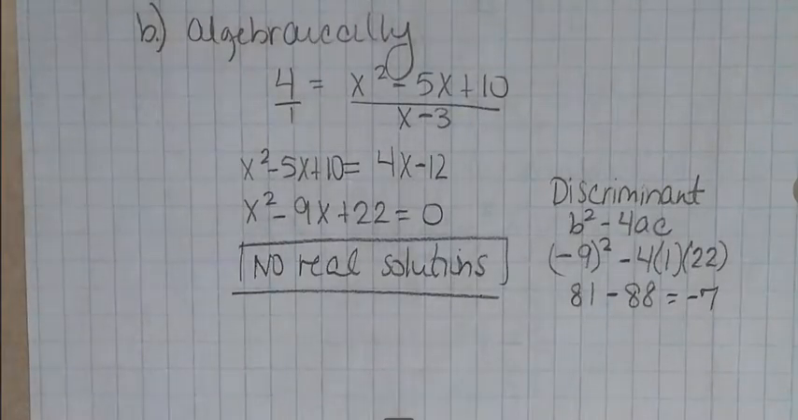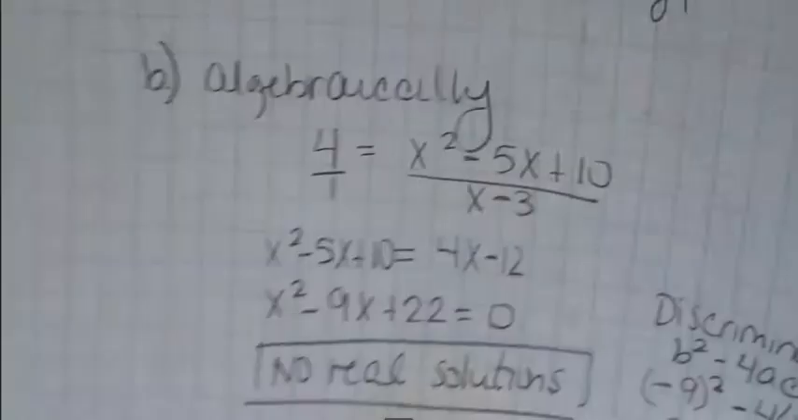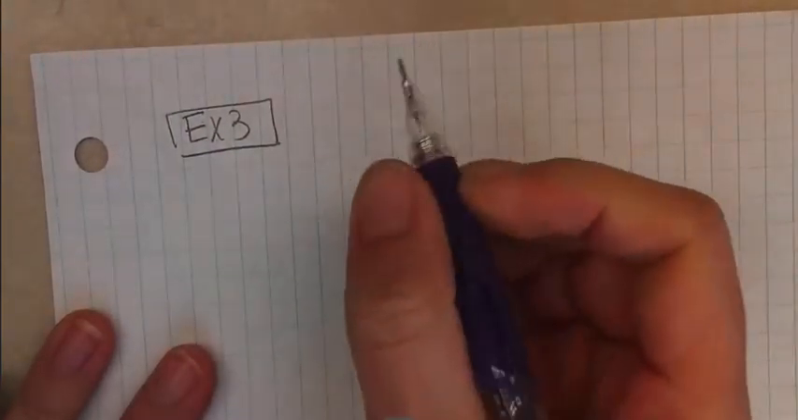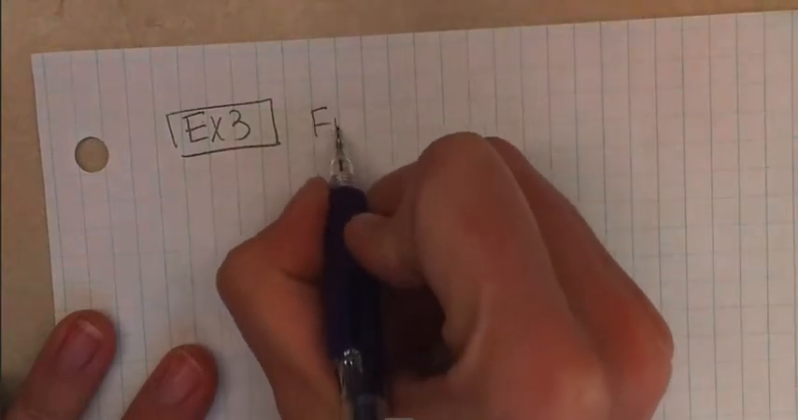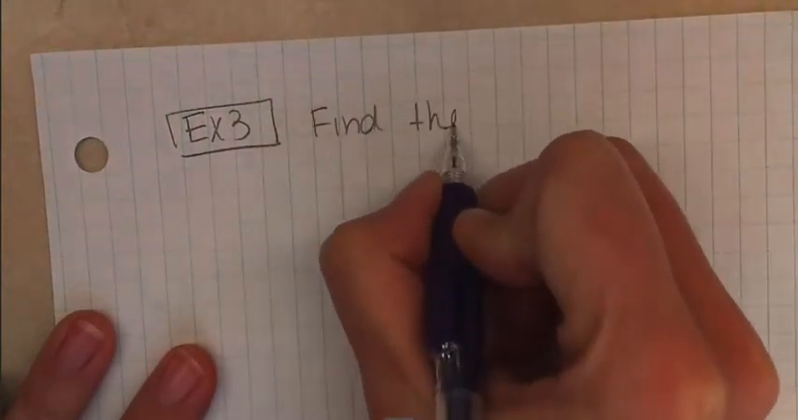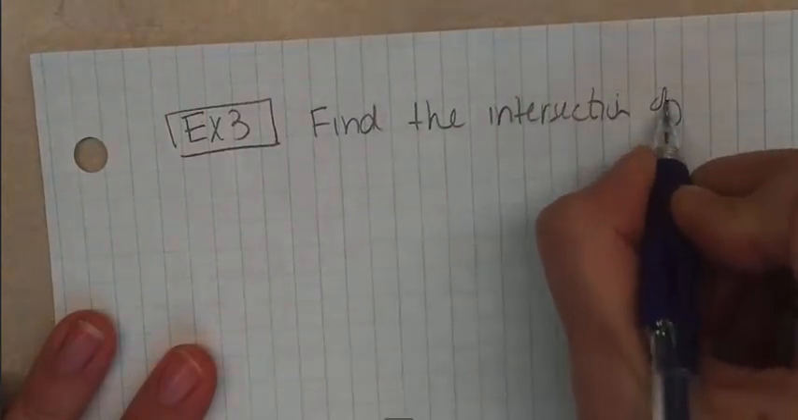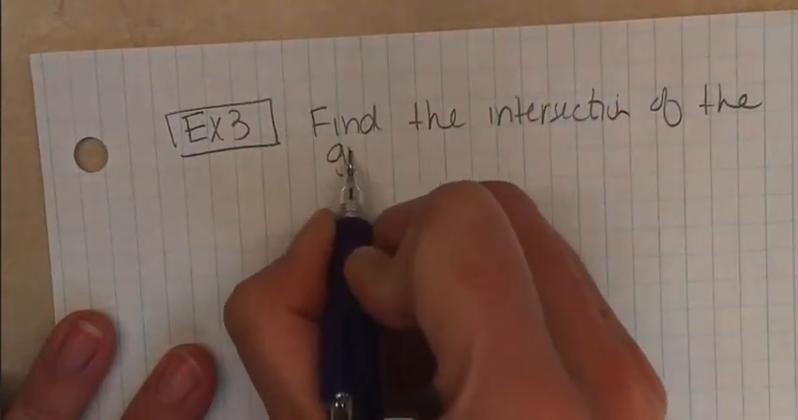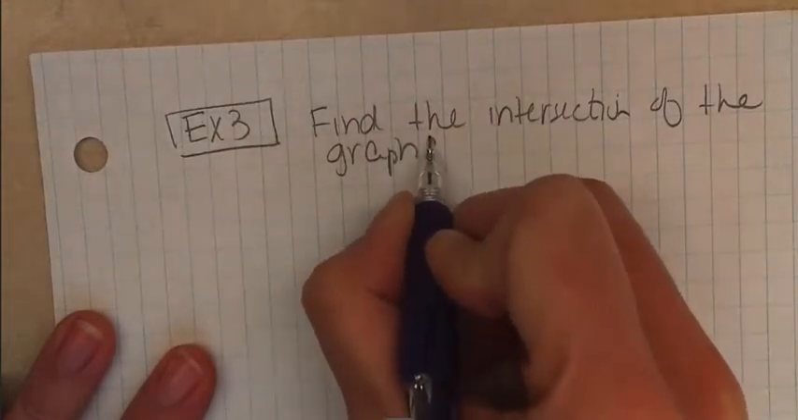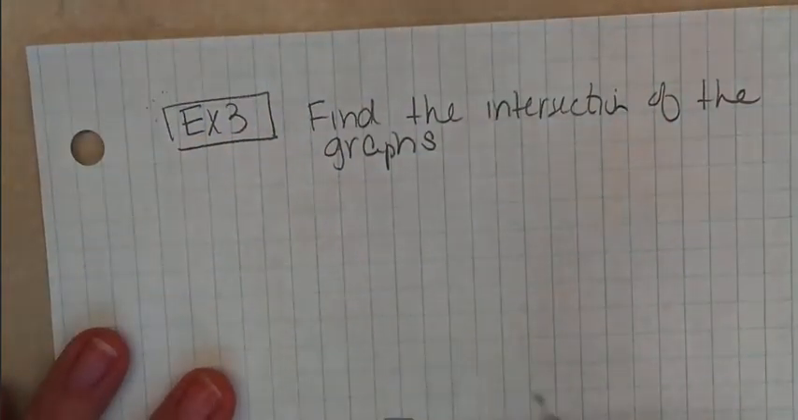Okay, I've got one more example for you. This one's going to be a little bit more challenging. So moving on to example 3. Find the intersection of the graphs, which is really the same thing as finding the solution to a system of equations, right? We've got a system here.